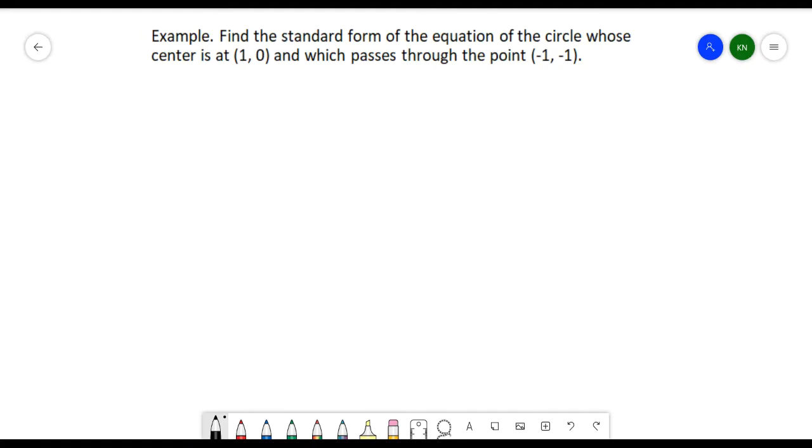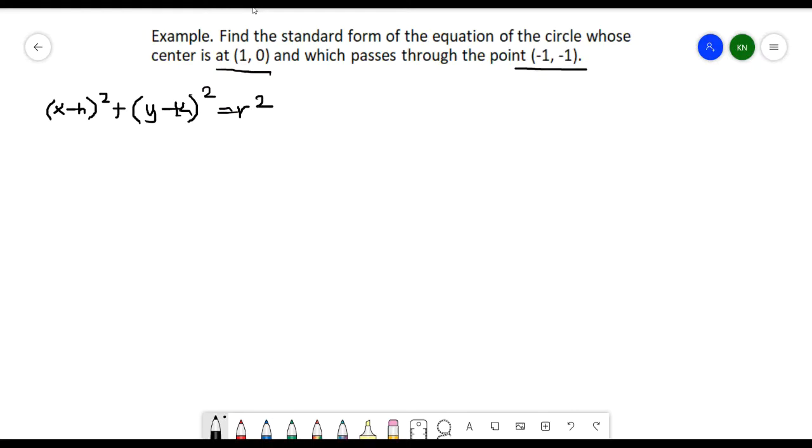Find the standard form of the equation of the circle whose center is at (1, 0) and which passes through the point (-1, -1). As you can see, the radius is not given anymore, so we need to solve for the radius. From the formula of the standard form of the equation, if you can remember, we have (x - h)^2 + (y - k)^2 = r^2.